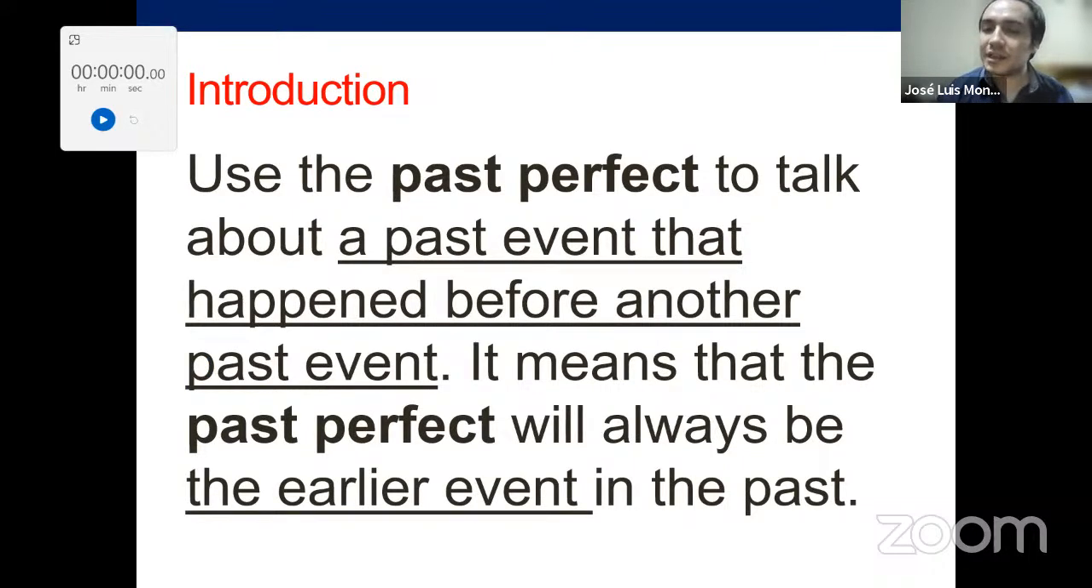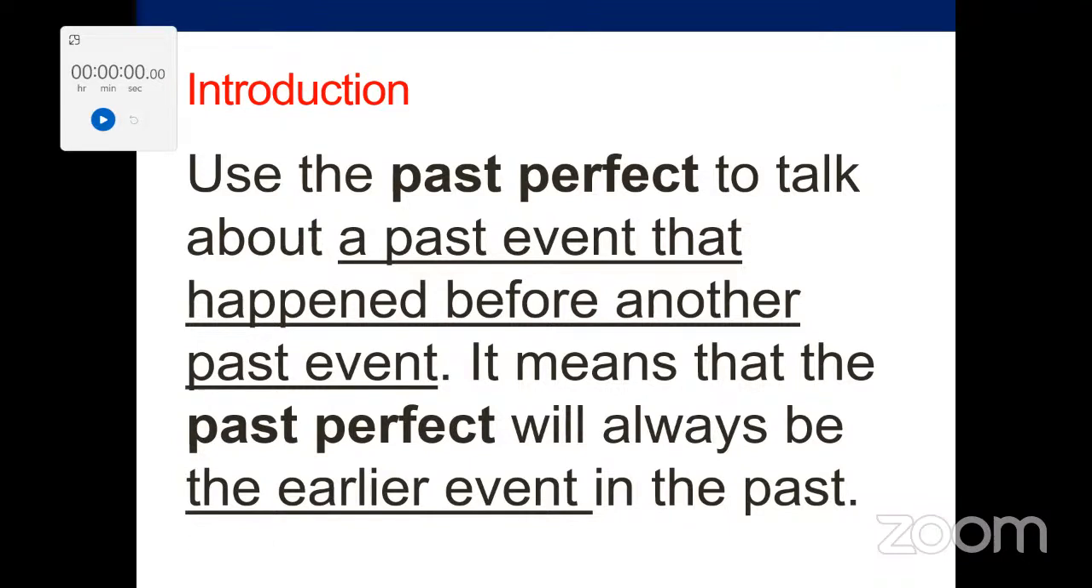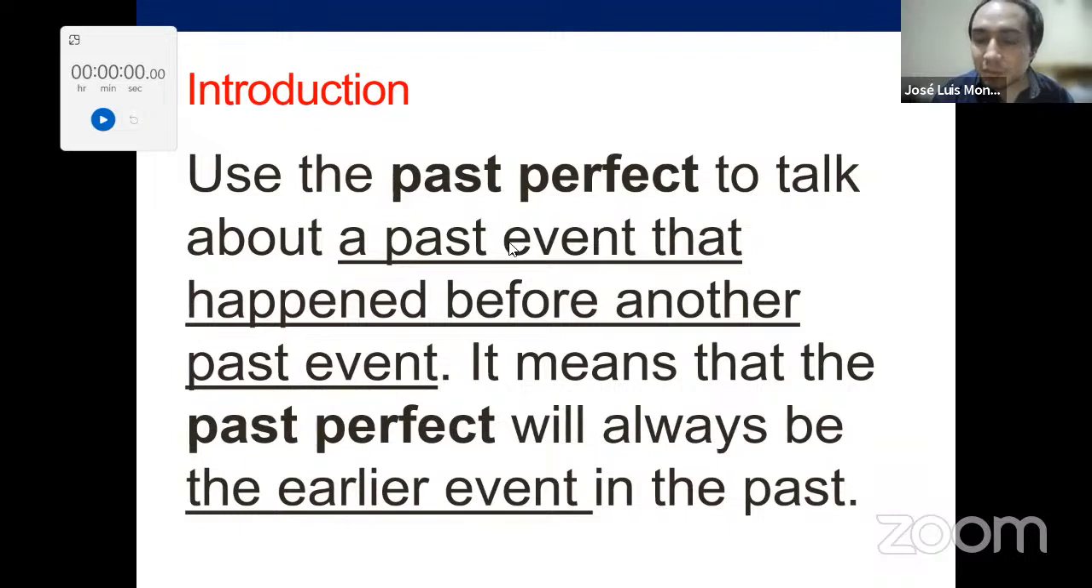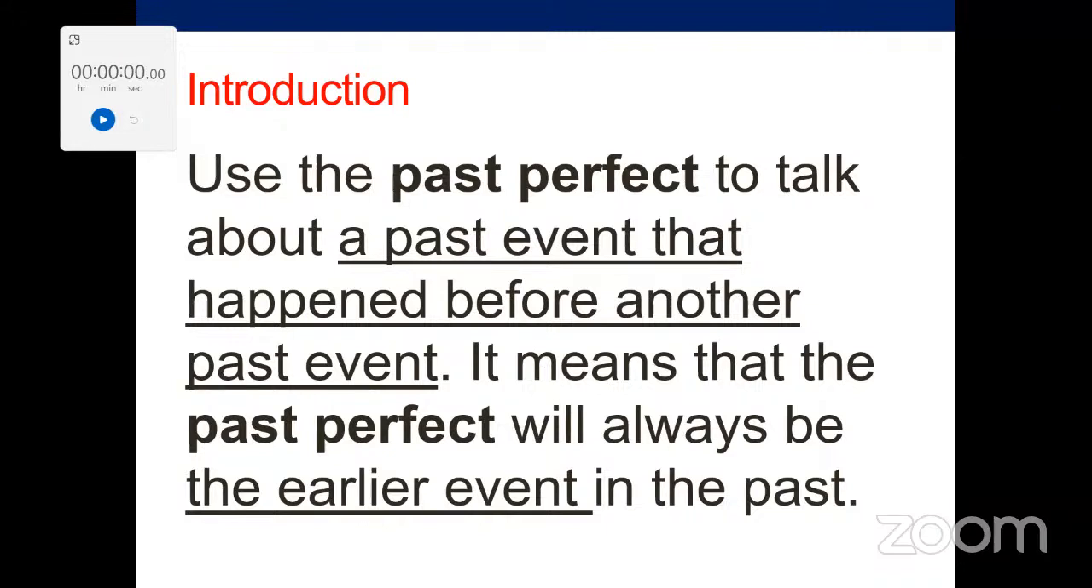Now we're going to read this element, and it is going to be with you, please, Micaela. Okay, introduction. Use the past perfect to talk about a past event that happened before another past event. It means that the past perfect will always be the earlier event in the past. Thank you very much. Just remember, please, this little word here, Micaela, it's going to be like event or event. Let's repeat that one, please. Event. Event. Event, exactly. Thank you.